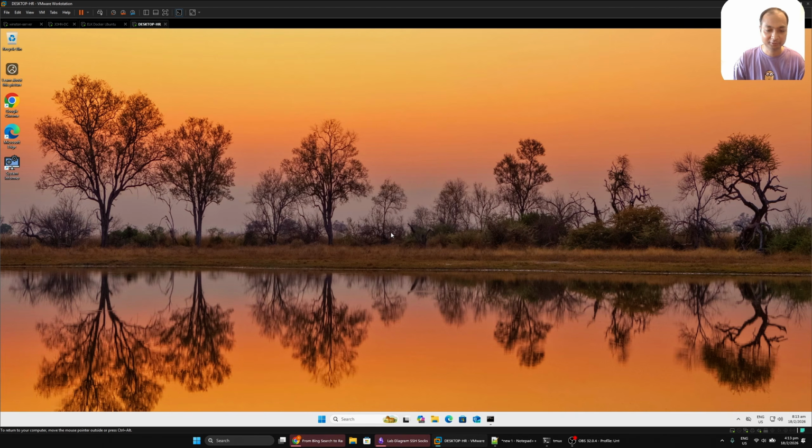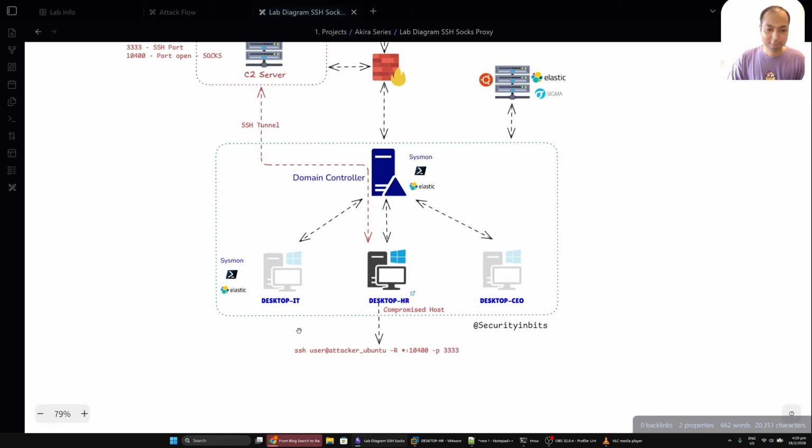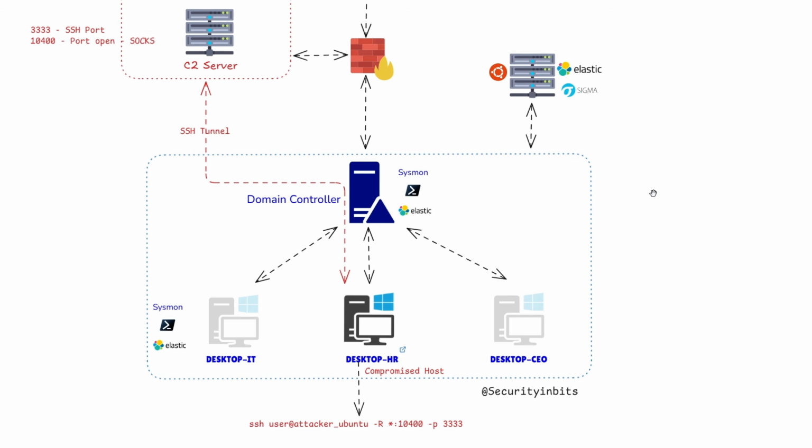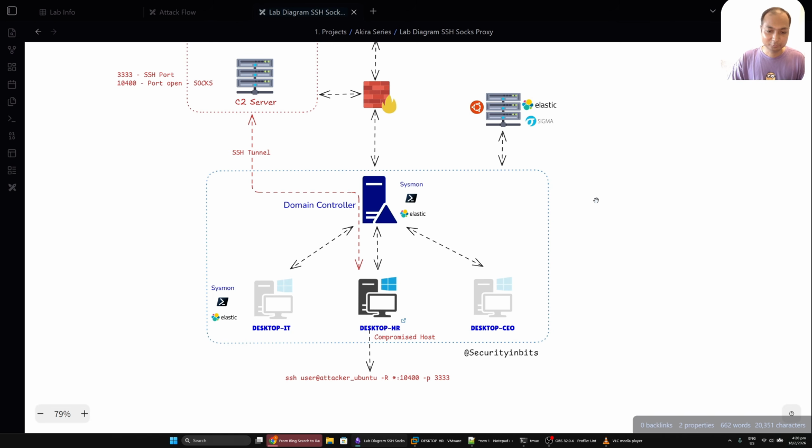So this host is already compromised. Our attacker will be running this command on the compromised host. So what does the command do? It's using -R *. When it mentions star, it means it's binding to all the interfaces on the remote machine, and 10400 is the port which will be open on the remote C2 server, and -p is the port number for SSH. In this case, the attacker is running SSH on 3333 port number.